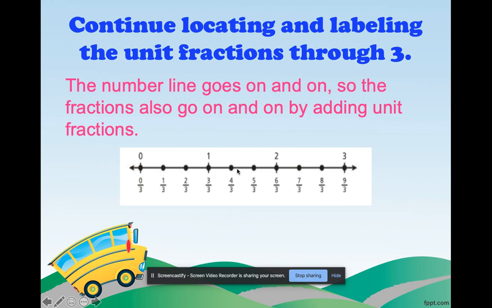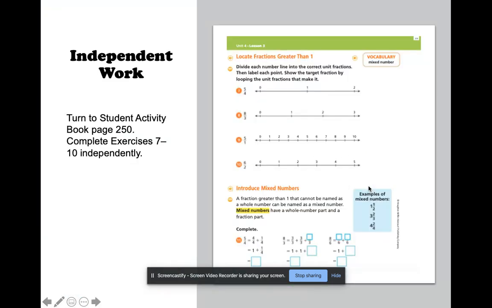This number line goes on and on if you continue labeling fractions by adding unit fractions. Continue 5 over 3, 6 over 3, until you get to 9 over 3, which is 3. Your independent work is going to be on page 250, and you're going to complete exercises 7 to 10 independently.